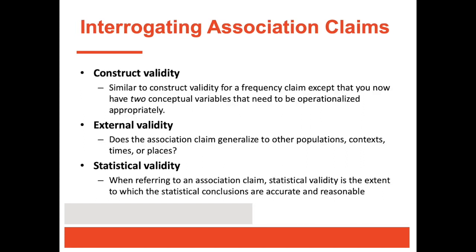With association claims, again, we have construct validity. Similarly to the frequency claim, except now you have two variables that need to be operationalized appropriately, or more, so two or more.